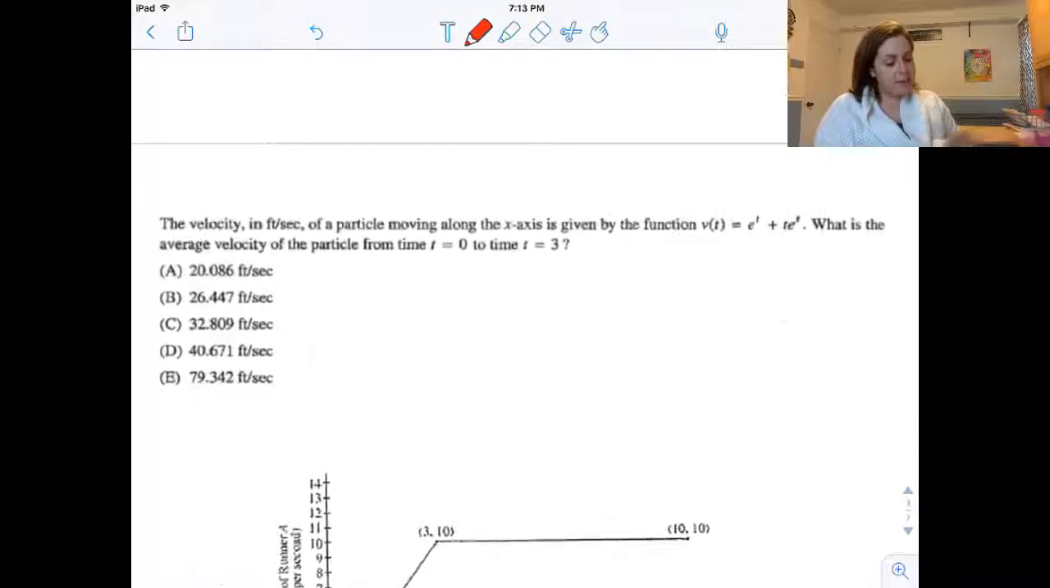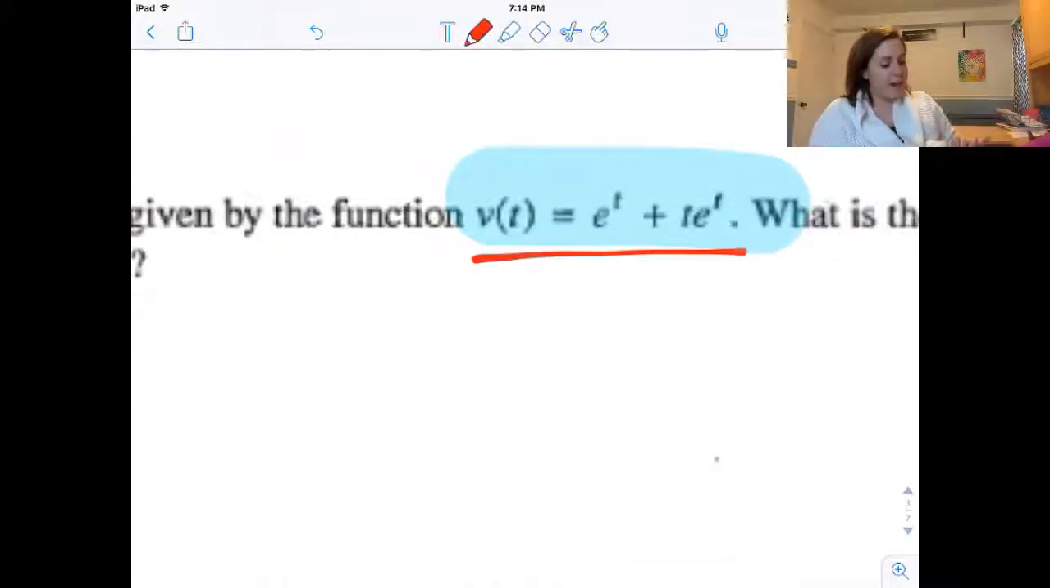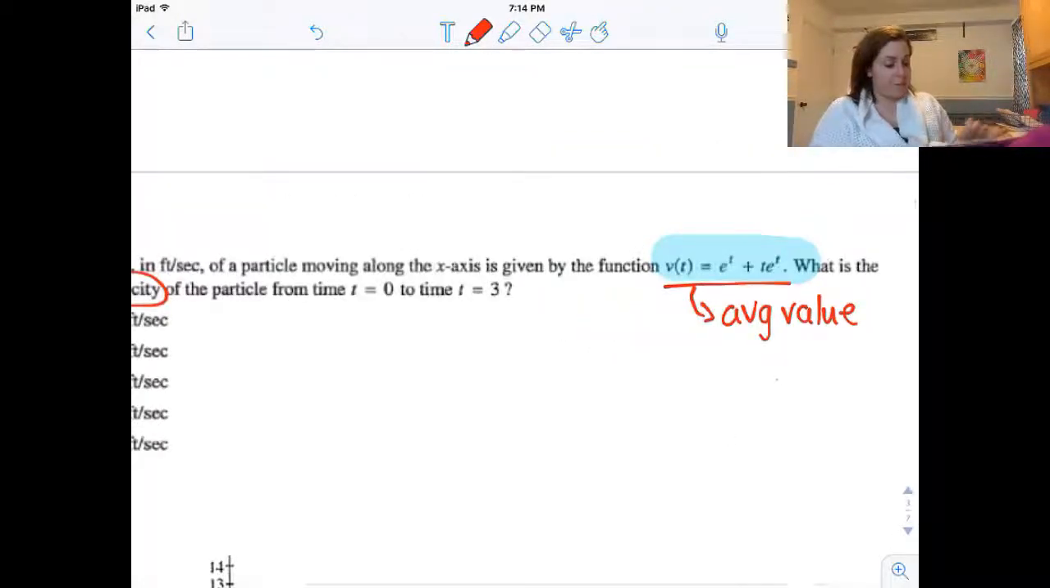Next one, the velocity of a particle moving along the x-axis is given by the function v of t. Notice we're given velocity. I want the average velocity. So you have two options with average velocity. Either you're going to be finding your change in position over time, or you're going to be finding the average value of velocity. It depends what you're given. In this case, I was given velocity, so I need to find the average value of velocity. So you need to be discriminating about what you're given.